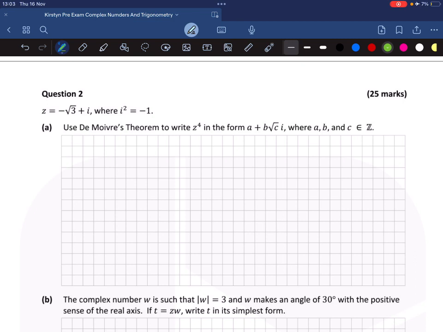Use De Moivre's theorem to write z to the 4 in the form a plus bi. Same again, just De Moivre's theorem. So as always, we're going to have a plus bi is equal to r to the n multiplied by the cosine of n theta plus i sine n theta.